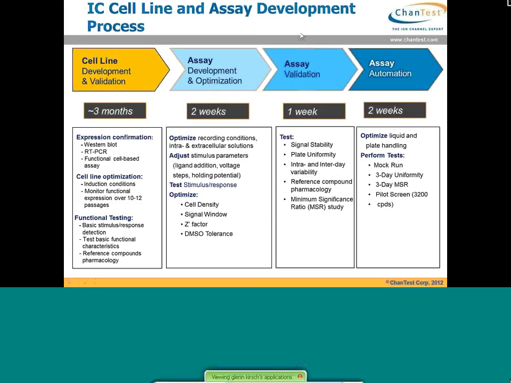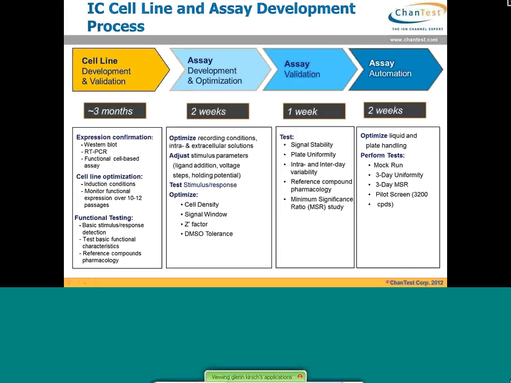So this is the strategy that we use in cell line development, followed by assay development. Overall, cell line development can take at least 3 months to get a stable cell line in place, and there are a number of steps we have to go through to have it validated. Obviously, we need to confirm expression, and we typically do that with RT-PCR analysis of the mRNA and functional cell-based assays, in this case IonWorks Barracuda. In some instances, we can do antibody confirmation by Western blot. The optimization then includes looking at cell growth characteristics and some basic functional testing to make sure that the stimulus response is correct, and that we have some basic pharmacology to characterize the cell line.